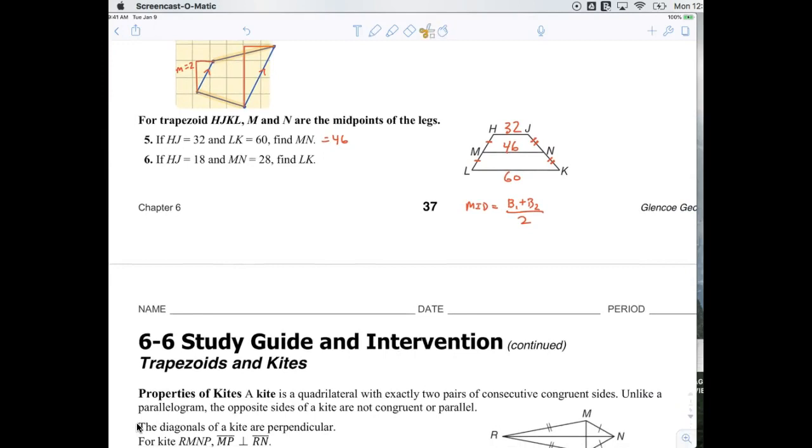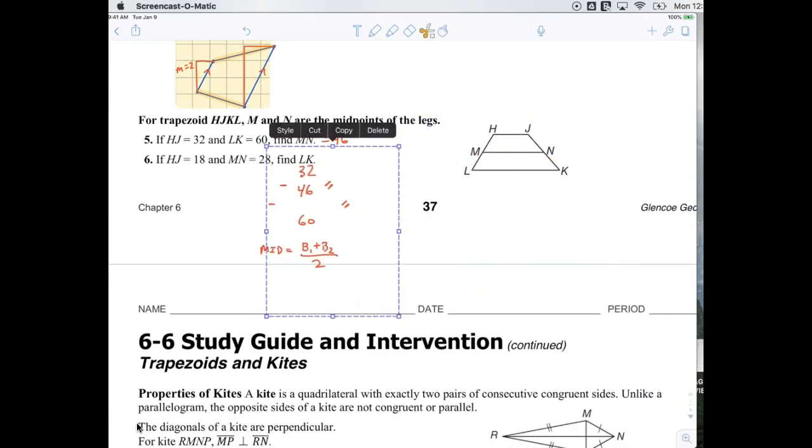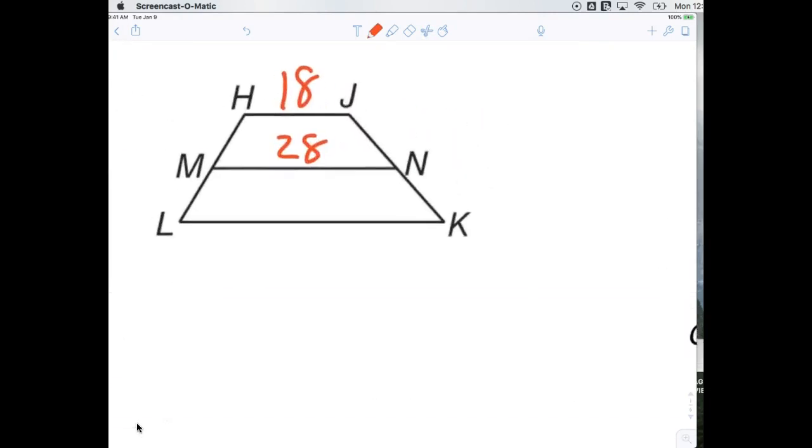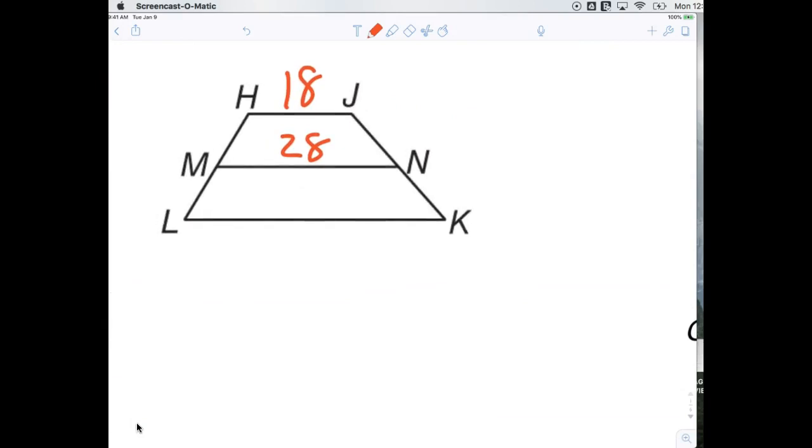Let me move this out of the way now. All right, now HJ is 18, and MN is 28. Now, I would want everybody just to look at that and say, obviously, LK has to be what? 38, without any work. Without any work whatsoever. How do I know that? Because it's in the middle, right? So, I added 10. So in order for it to be in the middle, I have to do what? Add another 10.